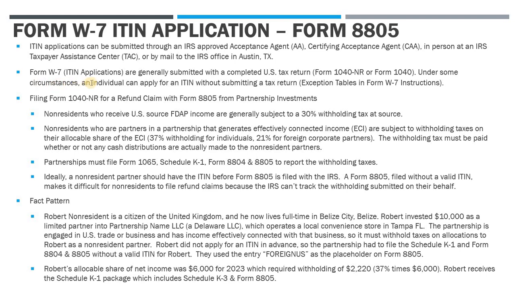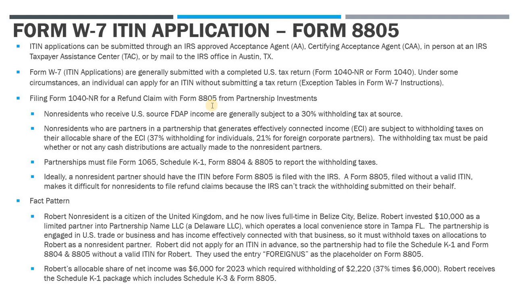Now, generally, the W-7 always has to be submitted with a U.S. return. Now, under some circumstances, you can apply without submitting a return. There are some exceptions in the Form W-7 instructions, so you can have a look at the exception tables and see if that might apply to you. But in most cases, taxpayers find themselves where they have to submit this with a 1040 or a 1040-NR. Now, filing the 1040-NR in this scenario, we're going to be filing to try to get a refund claim from some taxes that were withheld on our partnership income, right?